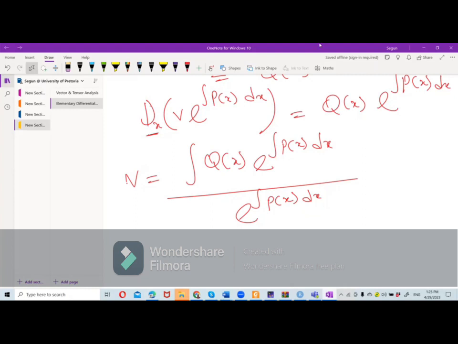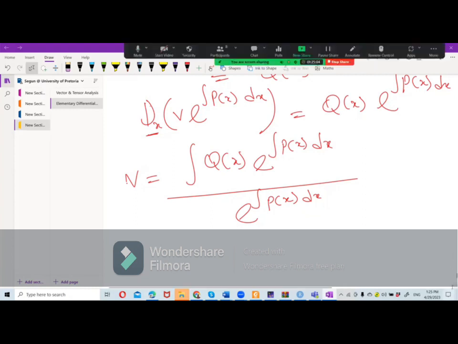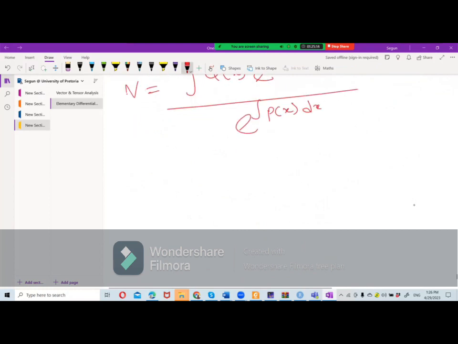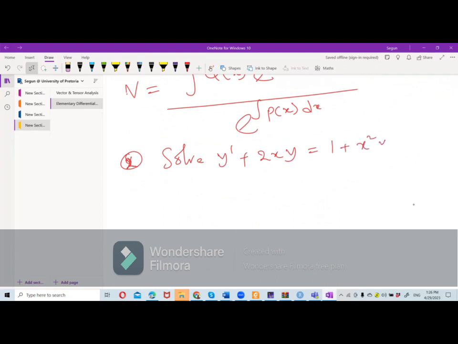So at times, some questions might not require an integrating factor, while some will ask you to do that. Okay, let's look at the example here. Example 2 says solve y prime plus 2xy equals 1 plus x squared plus y squared.